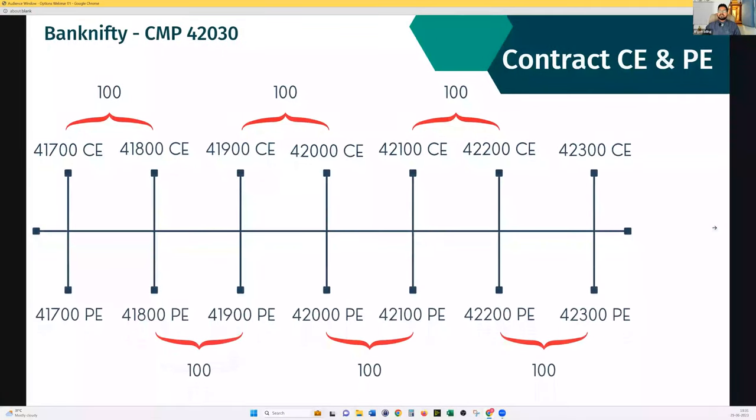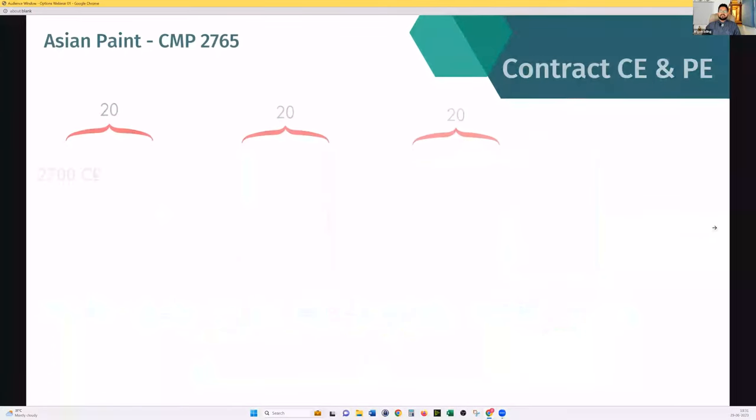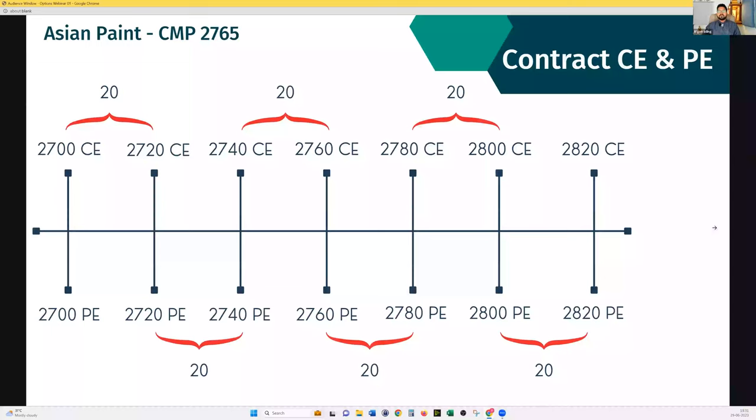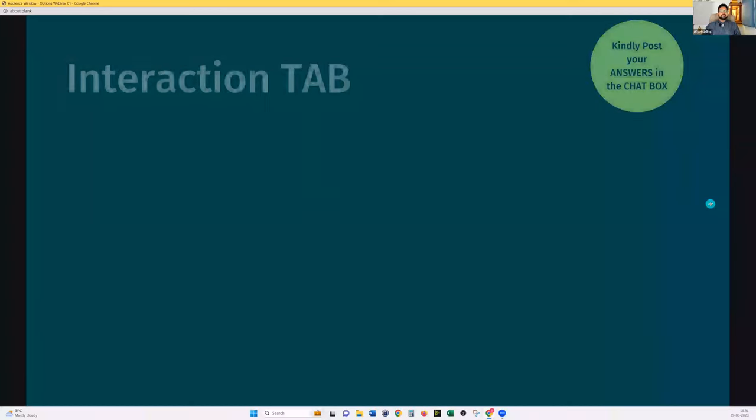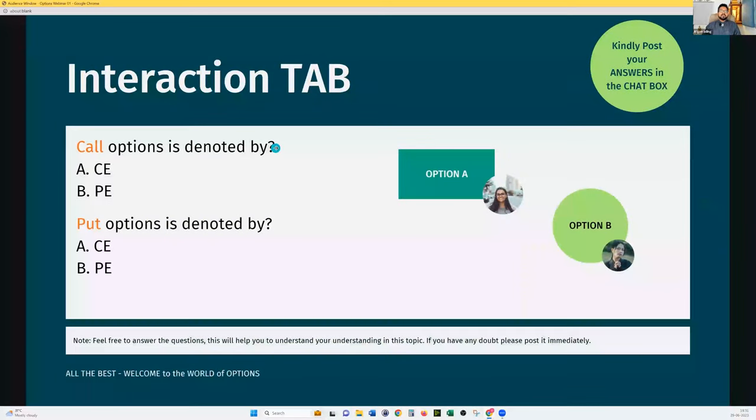It's not only for Bank Nifty or Nifty. For every stock or every underlying, for each and every strike, we will have both the call and the put. Now, the call option is denoted by what?